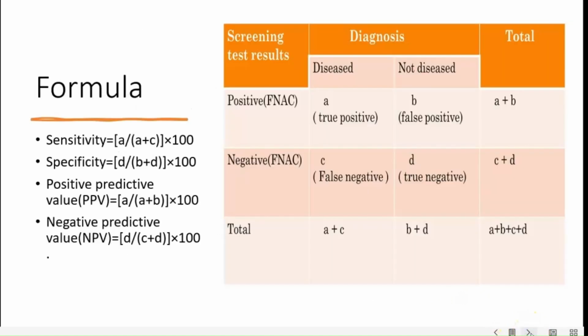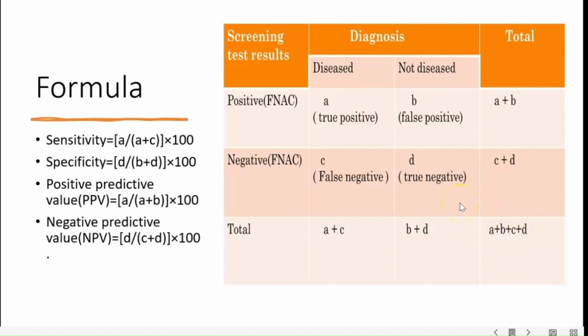Now let us summarize again this 2 by 2 table. On the left side, we represent the results of the screening test, which may be either positive or negative. On this side, we write down the presence and absence of disease. And these are represented by A, B, C, D. And this N represents the total number of A, B, C, D.